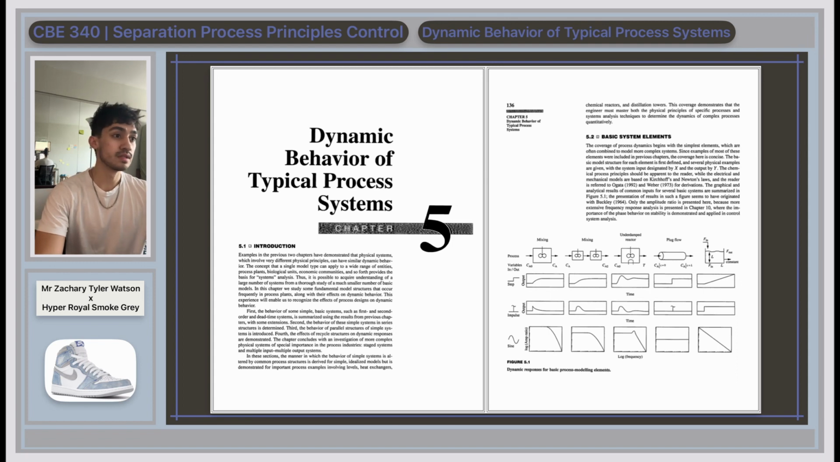The text starts as: Examples in the previous two chapters have demonstrated that physical systems, which involve very different physical principles, can have a similar dynamic behavior. The concept that a single model type can apply to a wide range of entities in process plants and biological units and economic communities and so forth provides the basis for system analysis. Thus, it is possible to acquire understanding of a large number of systems from a thorough study of a much smaller number of basic models.